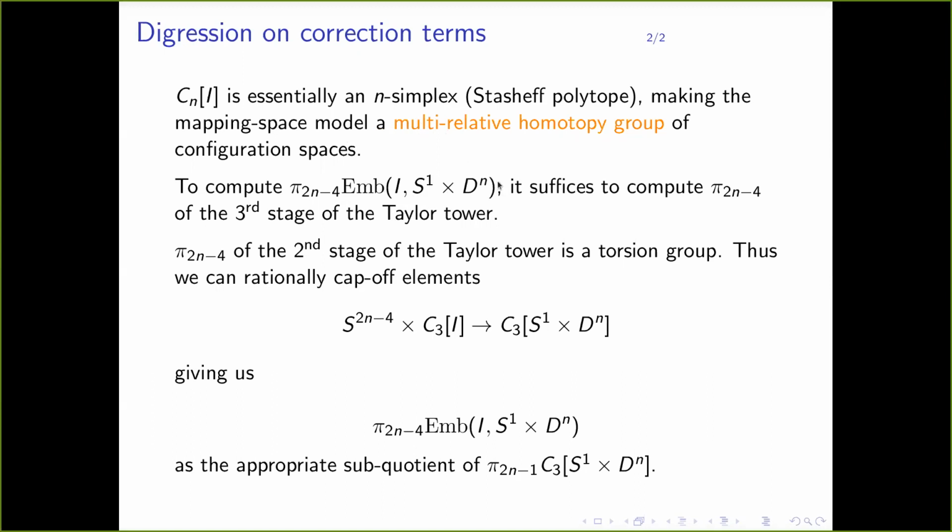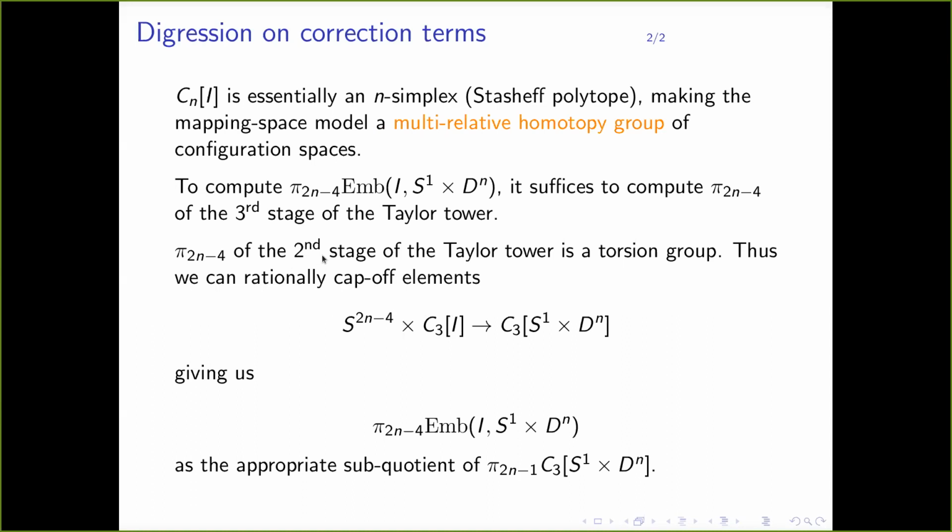And so in our case, for this homotopy group, it suffices to compute the third stage, so maps from a tetrahedron into this configuration space. And for the pi 2n minus 4 of the second stage, there's a cute argument that that's a torsion homotopy group. So when you have these third stage maps corresponding to elements of pi 2n minus 4, the idea is rationally the maps on the boundary, those are second stage, the S2n minus 4 cross C2. The boundary facets of this tetrahedron are triangles.